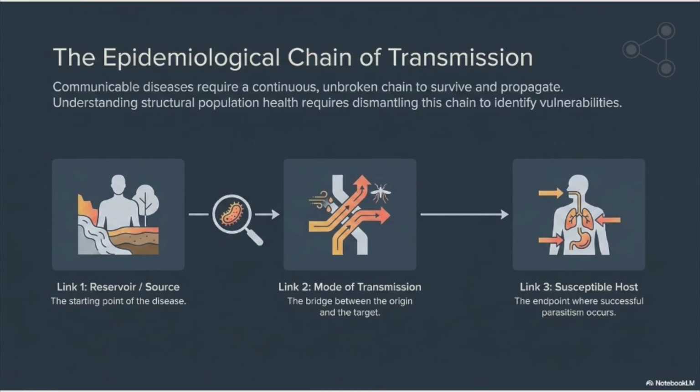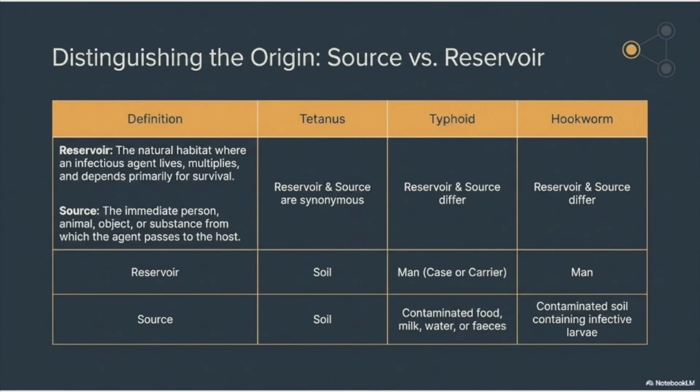The first component is the reservoir and the source of infection. Although these terms are often used interchangeably, they are not always the same. The reservoir is the natural habitat where the infectious agent normally lives, grows, and multiplies. It may be a human being, an animal, or the environment. The source of infection is the immediate person, animal, object, or substance from which the infectious agent is actually transmitted to a susceptible host. Sometimes the reservoir and source are identical.